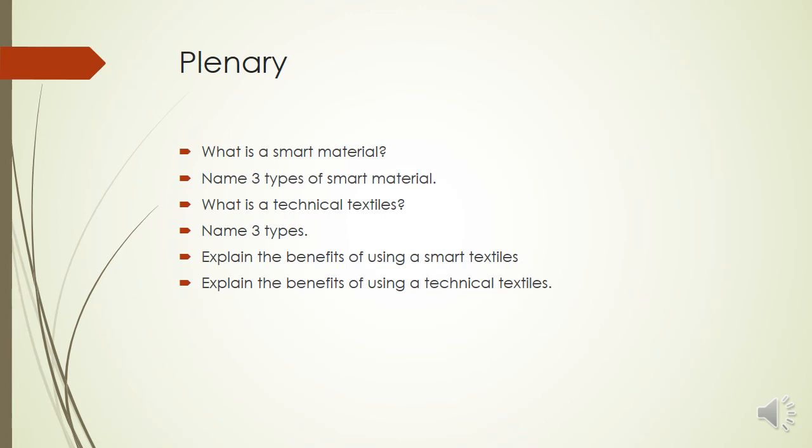And finally, your plenary. Hopefully you now can say what a smart material is. If you can't, go back through the PowerPoint and have a recap. Hopefully you can also make notes from the PowerPoint that you've just been watching. It's really important you know a lot about these types of materials. Name 3 types of smart material. Then explain what a technical textile is and how it's different to a smart material. There is a difference. Name 3 types of technical textiles, explain the benefits of using a smart textile, and then explain the benefits of using a technical textile. Okay, thank you.